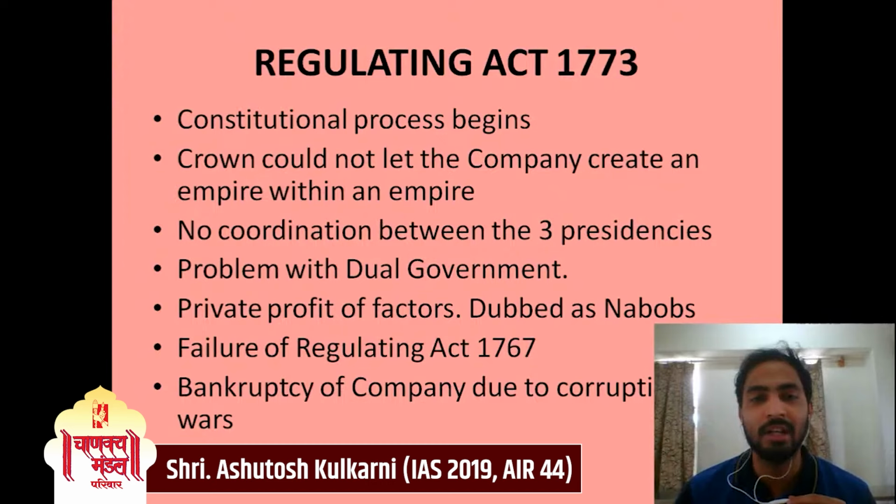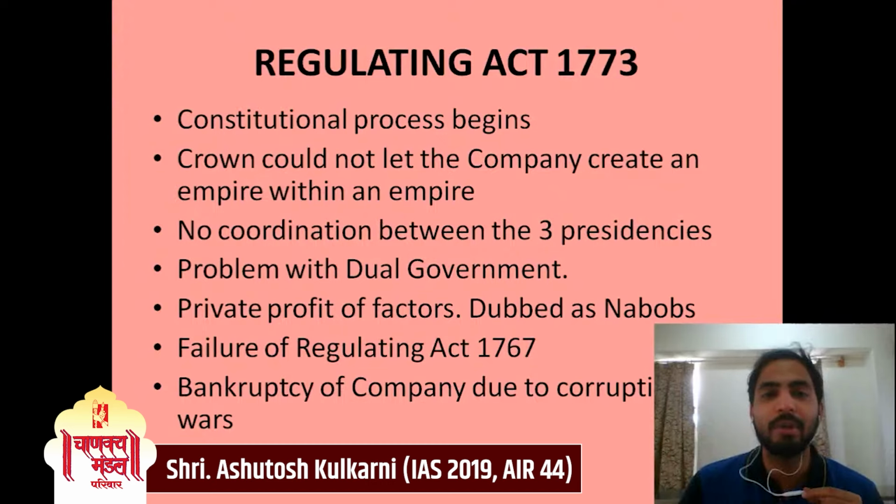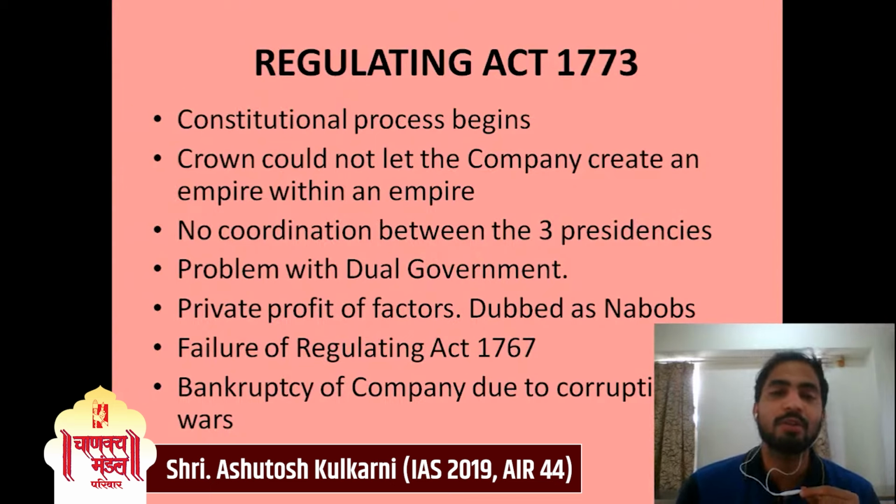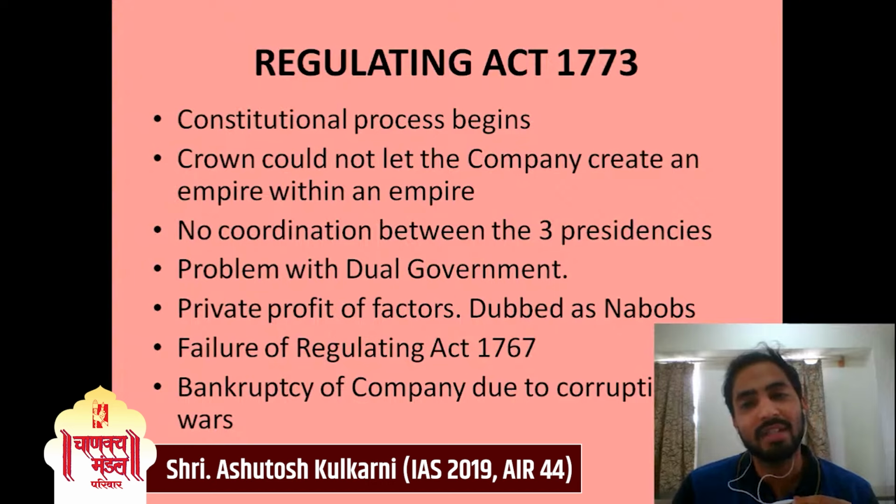So what happened was that in Britain, I told you in 1689, Britain had transformed into a constitutional monarchy. There was a House of Lords and House of Commons. Elections used to take place and a proper democratically elected government used to be there in England. So there was the government of Lord North. He was the Prime Minister of England, and he initiated the constitutional process of what exactly needs to be done to regulate the affairs of East India Company. So the entire committee submitted its report, and the law that was passed was the Regulating Act of 1773.